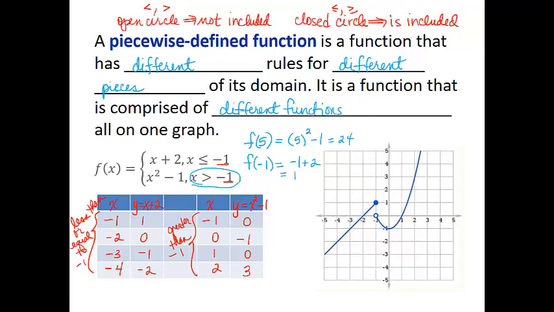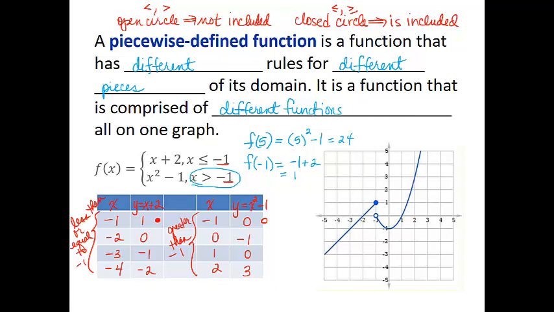So now I'm going to plot these. On the first piece, notice that x is permitted to be equal to negative 1. So at this point, negative 1, 1, I'm going to have a closed circle because it is a point on the graph. But for the second piece, where x is strictly greater than negative 1, I'm going to have an open circle because that point is really not on the graph, but everything up close to it is.